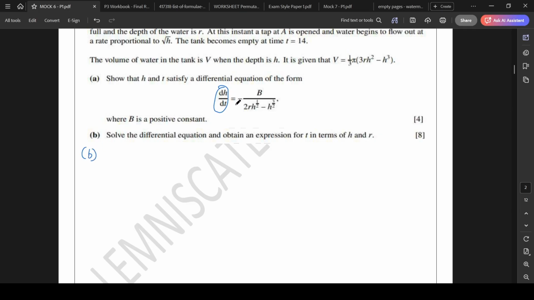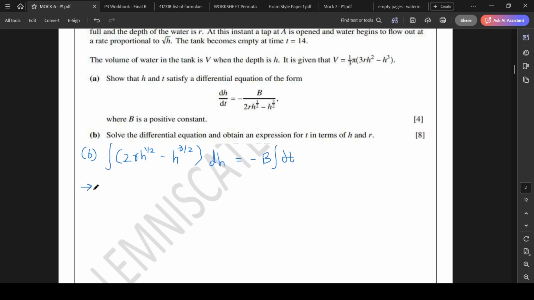This is the derivative term. So the denominator goes to the other side. H term goes to the left side. H will be on the left, T will be on the right. So it will become 2 times r h to the power of half minus h to the power of 3 over 2 dh is equal to minus b dt. Now I can integrate on both the sides.